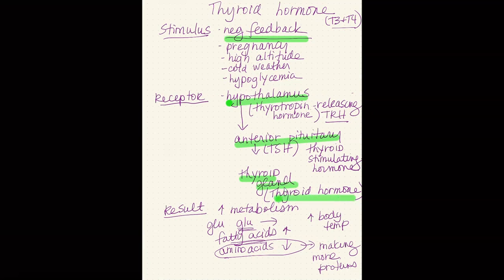So then thyroid hormone is going to increase your metabolism. It's going to kind of speed everything up. It'll increase your heart rate, increase your body temperature. Glucose stays constant, but your fatty acids go up and your amino acids go down.